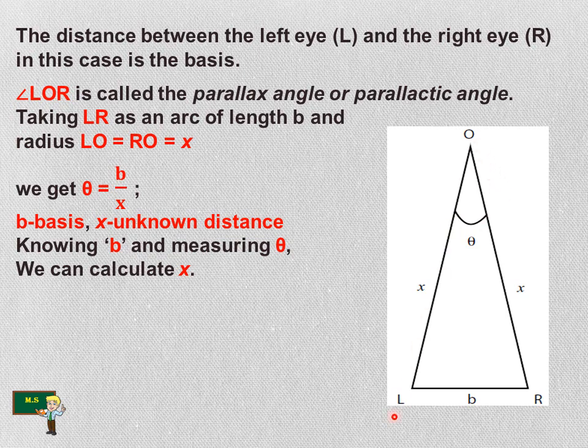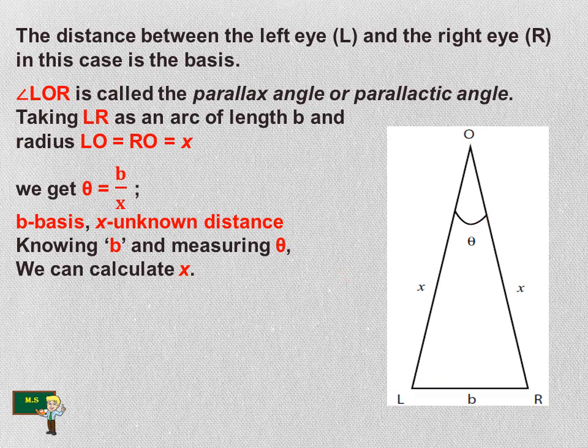LOR. Angle LOR is the parallax angle or parallactic angle, taking LR as an arc of length B. This length is B and the radius LO is equal to RO is equal to X. We get theta is equal to B by X. Now B is the basis and X is the unknown distance between L and O and R and O. Knowing B and measuring the angle, we can calculate the value of X.